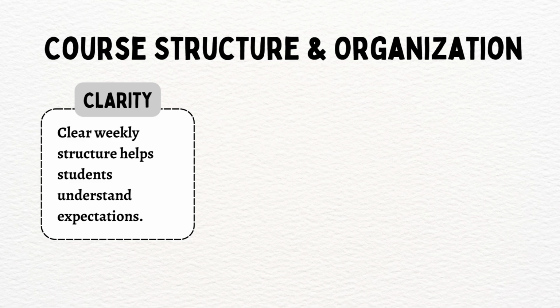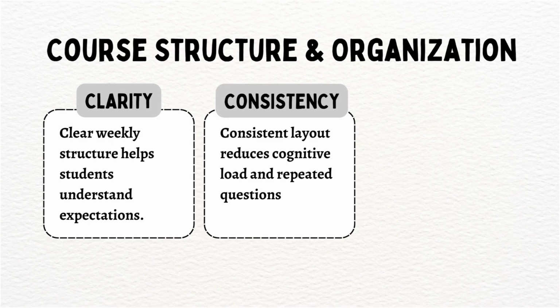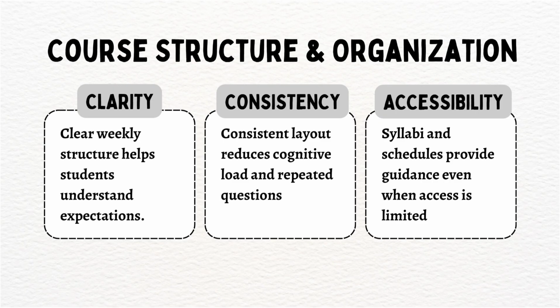Course structure becomes even more important in online and low-resource environments. When students know where to find materials and what is expected each week, it creates clarity and helps them spend less time navigating the course and more time engaging with the content. Consistency also plays a key role. Using the same layout and organization each week reduces cognitive load and limits repeated questions. Finally, providing a clear syllabus and schedule supports accessibility by offering guidance for students who may not be able to log in frequently or who rely on mobile devices.